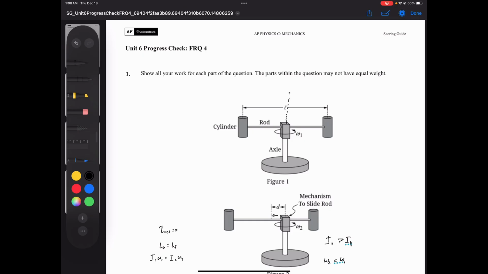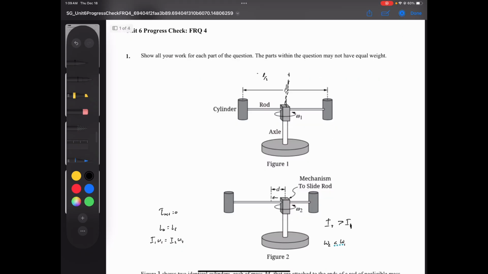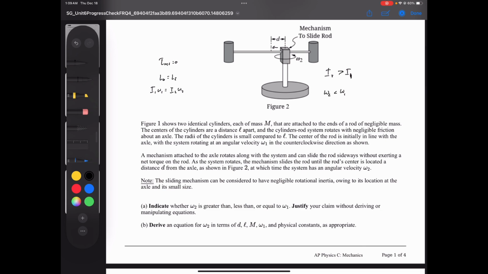Here, the distance from the axis of rotation for the cylinders is L over 2. And for the problem, we're not going to worry about the rotational inertia of a cylinder, because it says here that the center cylinder rotates with negligible friction, and the radius of the cylinder is small compared to the length L. Because the radius is very small, we don't have to use the parallel axis theorem or worry about the moment of inertia of the cylinder. You can basically just treat it like a point mass. So we're going to treat these cylinders as point masses in order to calculate the moment of inertia.